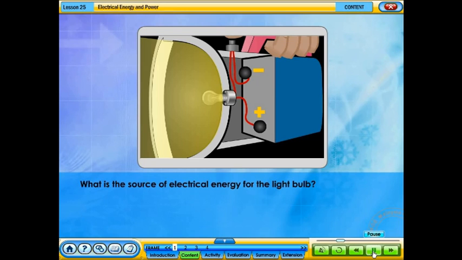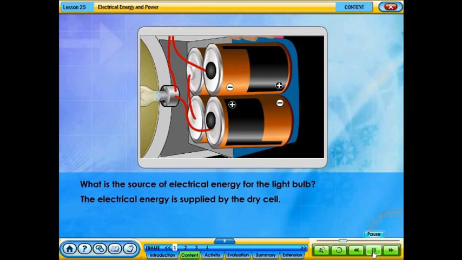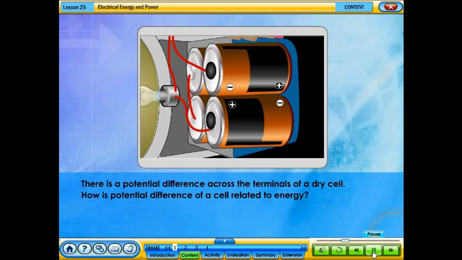What is the source of electrical energy for the light bulb? The electrical energy is supplied by the dry cell. There is a potential difference across the terminals of a dry cell. How is potential difference of a cell related to energy?